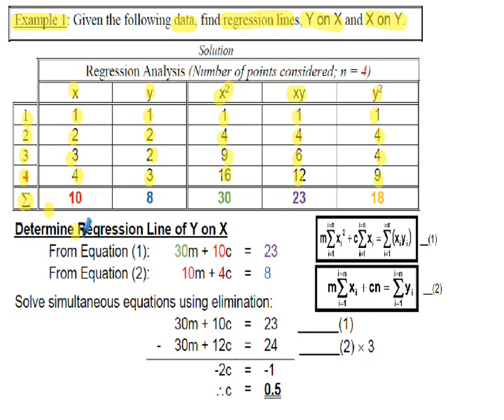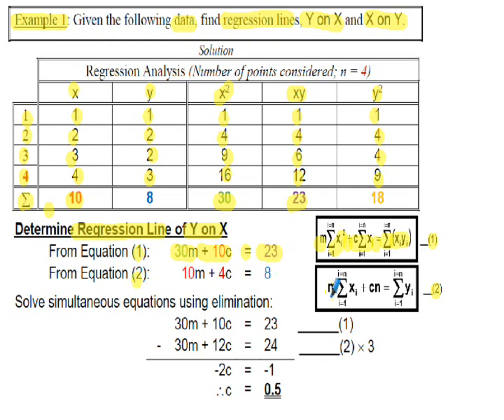The first thing we're going to do is determine the regression line of y on x, and we're going to use equations 1 and 2 repeated here for convenience. For equation 1, we're asked to find m multiplied by the summation of the x squared values. In this case, the summation of the x squared values is 30, so that's 30 times m, putting the number before the symbol. Plus c times the summation of the x values, which here is 10, so that's plus 10 times c. And that's equal to the summation of the products of x times y, which is 23. And there's our first equation derived.